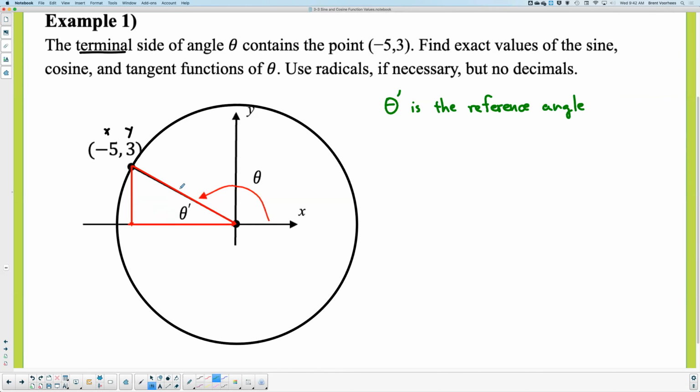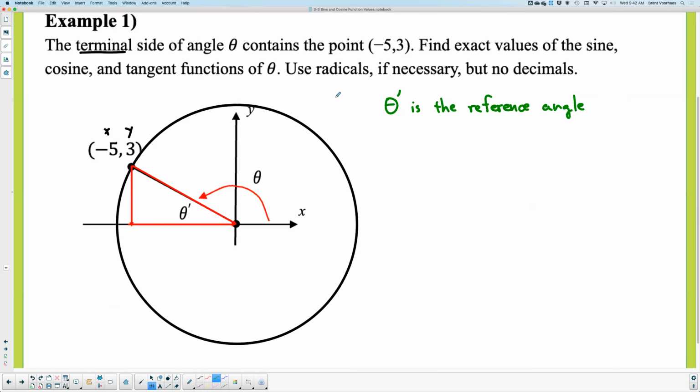A reference angle is the angle from the terminal side to the nearest x-axis. So it's not to the initial standard position any longer. It's now from the terminal side to the nearest x-axis, wherever that is. And it's always positive too. If you remember that note, the reference angle would always be considered positive. Okay, that's a side note.